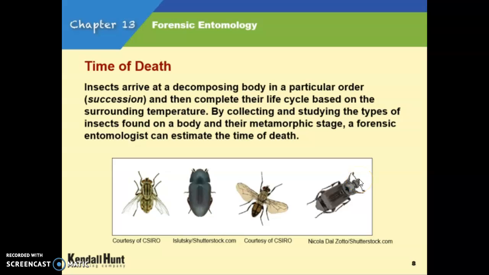So when we look at time of death, insects tend to arrive at a decomposing body in a very particular order. That order is known as the succession, and then they complete their life cycle based on the surrounding temperature. So by collecting and studying the types of insects found on a body and their metamorphic stage, a forensic entomologist can estimate the time of death.